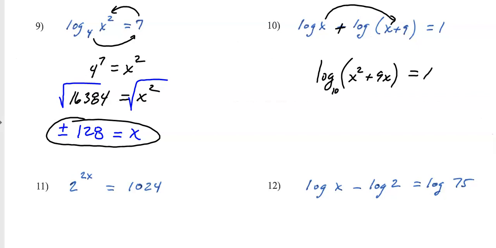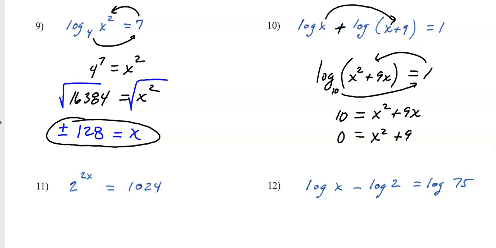Base 10, exponential form, 10 to the first, which is 10, equals this. And this is a quadratic, so I can't get x by itself. So what I want to do is set it equal to 0. That's how you always solve quadratics. Set them equal to 0. And then I've got 2 options. I'm always going to try to factor first. If not, I have to use the quadratic formula, which is way bigger than what I want if I don't have to.